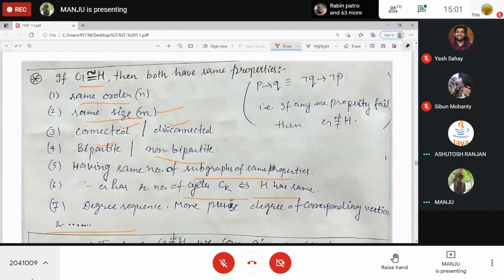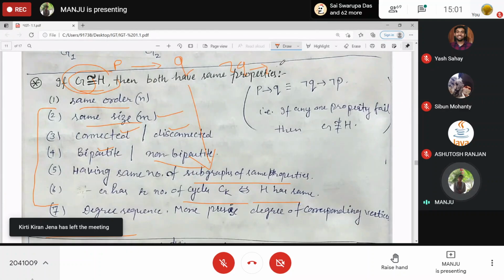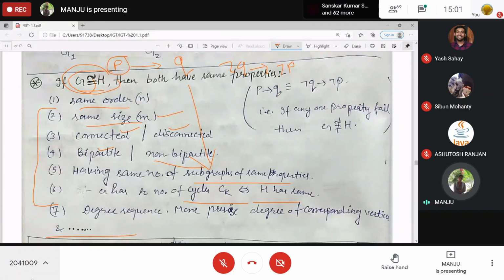Ma'am, these are structural properties. Yeah, all the structural properties are the same, since you can just redraw to form the other graph. If isomorphic, then all the properties are the same for both graphs. And if any one of these properties fails, then they will not be isomorphic, right? That means if isomorphism is the P condition and this property is the Q condition, then if not Q, then not P. If either of these conditions fails, they will not be isomorphic.